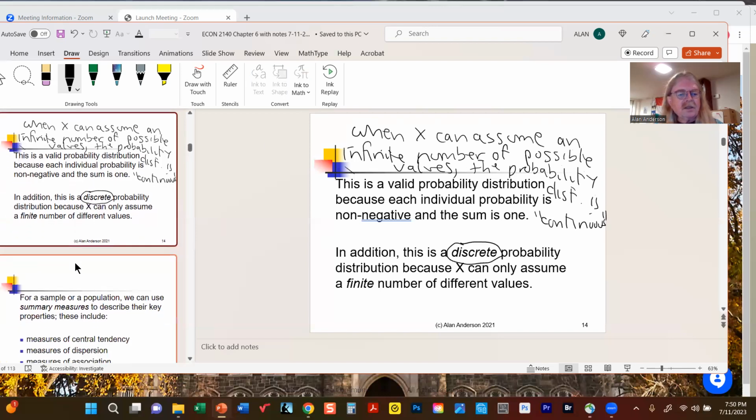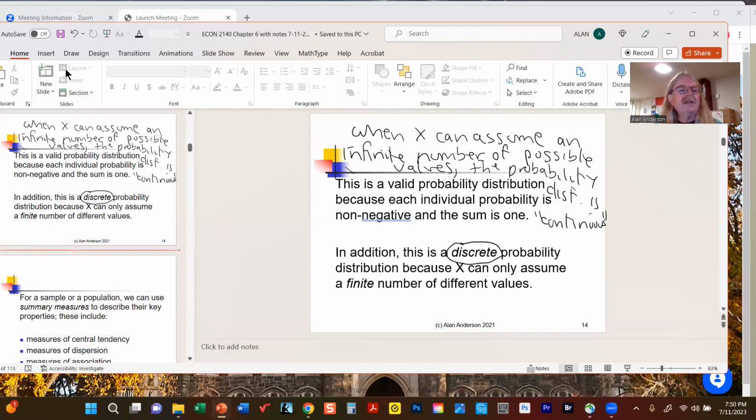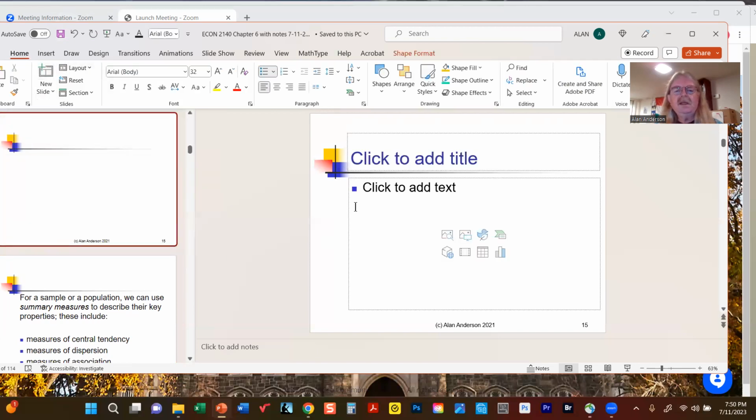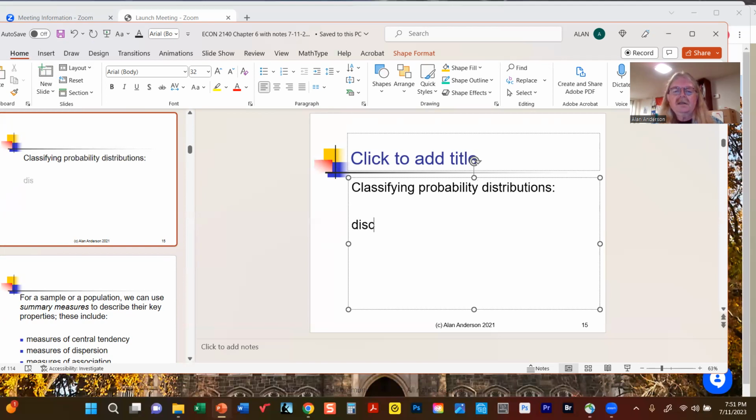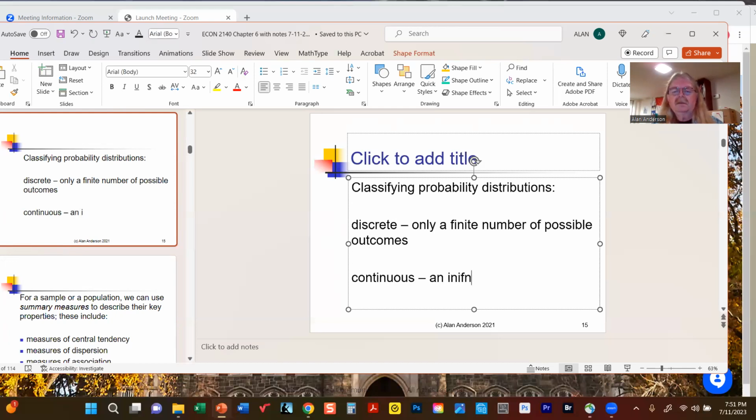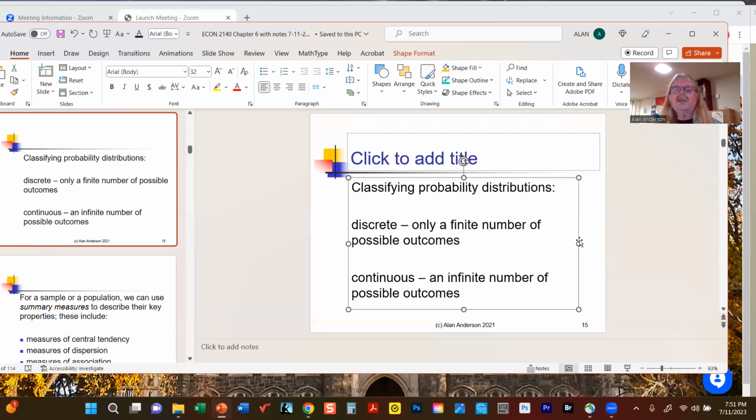Okay, so in other words, let's quickly summarize that. Those are the two cases we could potentially run into. When we classify probability distributions: discrete, only a finite number of possible outcomes; continuous, an infinite number of possible outcomes, which we will not consider until chapter 7. In this chapter, we'll focus our attention on discrete probability distributions only.